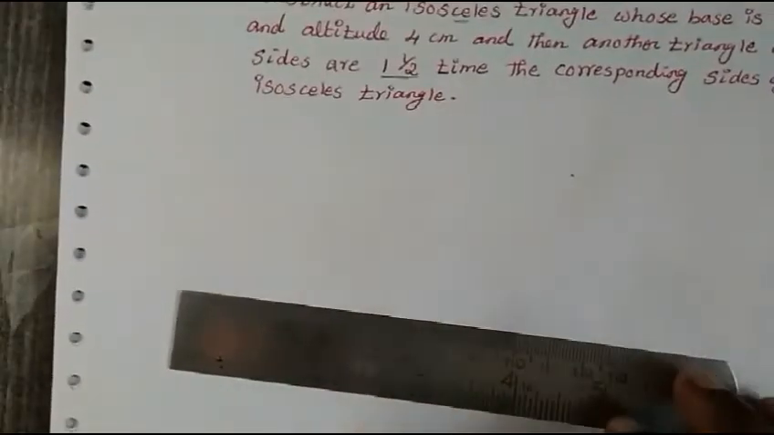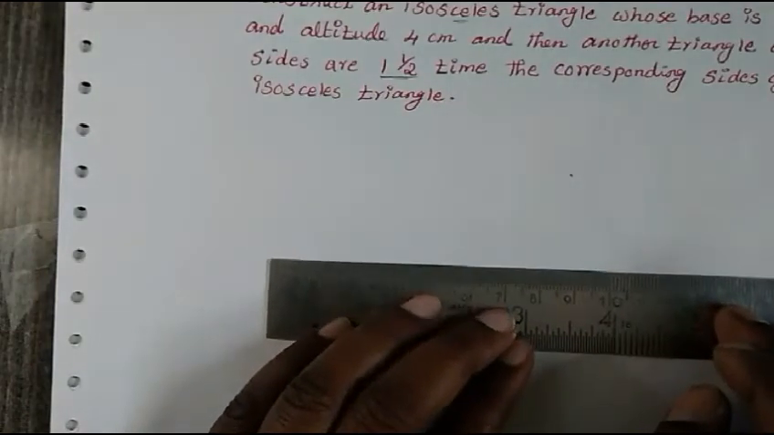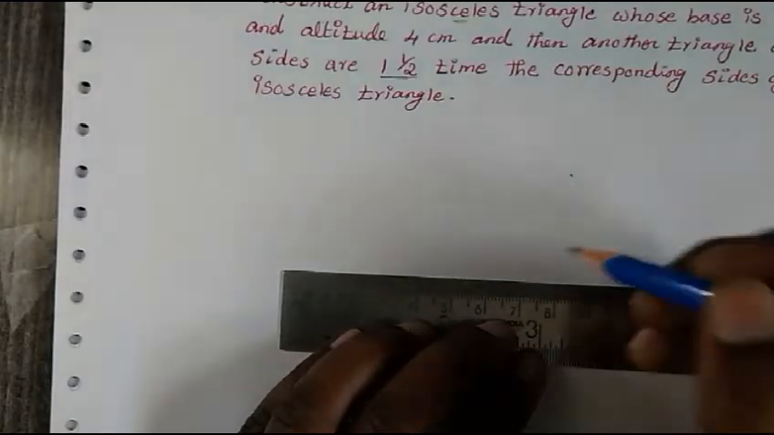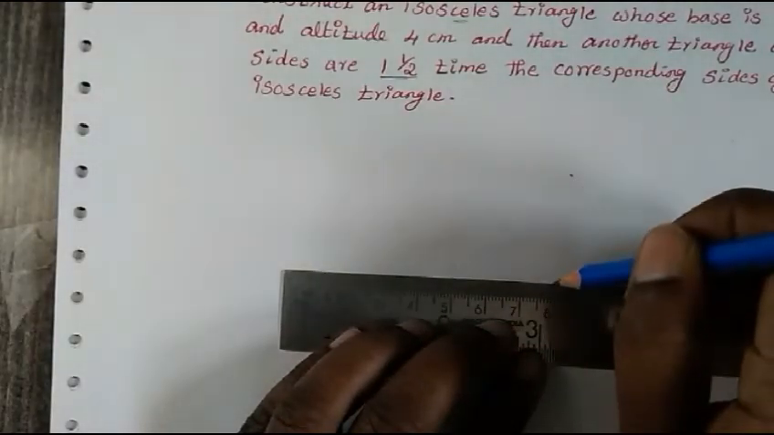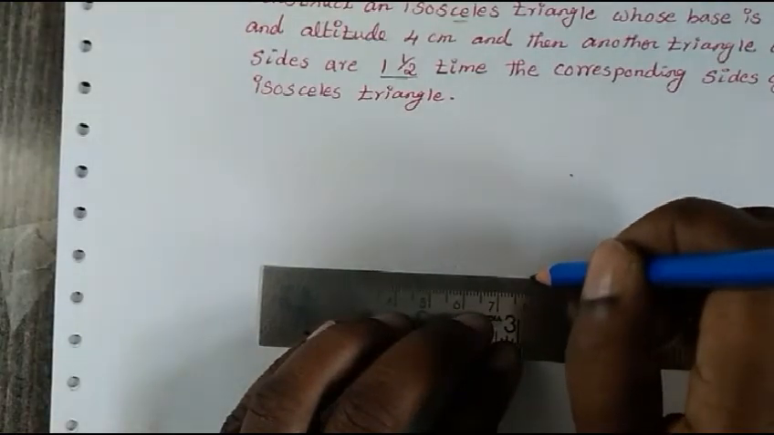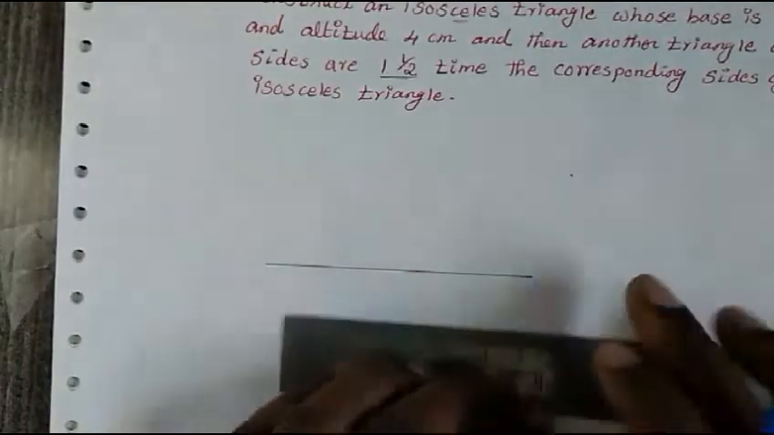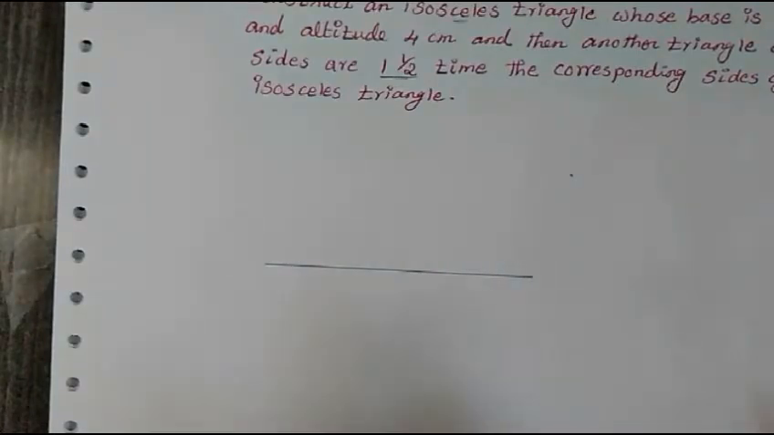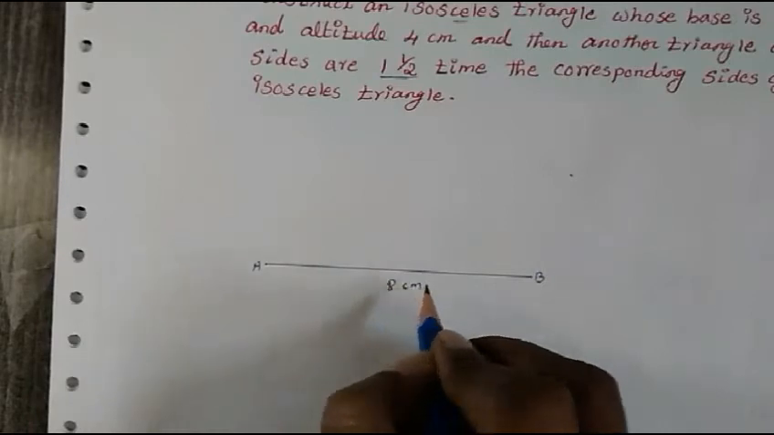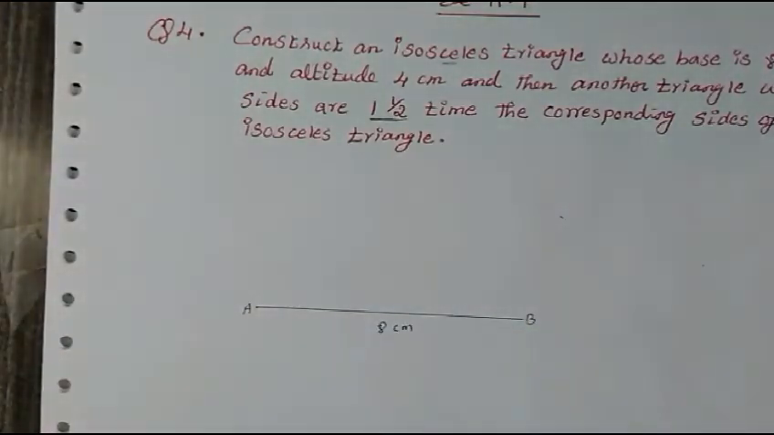So we draw an 8 centimeter line. So let's name it A, B, 8 centimeter. Now we have to draw the altitude. Altitude, how do we draw? A perpendicular line we have to draw.